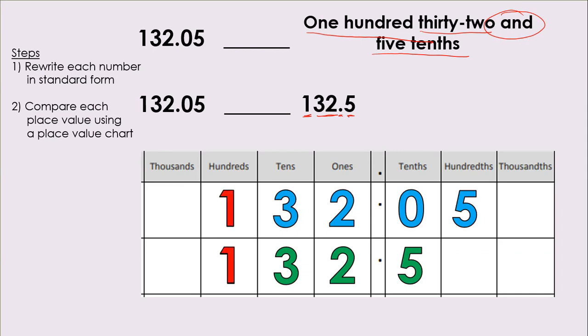Notice in both numbers, the 1 is in the hundreds place. So we can move on to the tens place. Here, we have 3 in both numbers in the tens place. So we're going to move on to the ones place. In both numbers, there's a 2 in the ones place. So we're going to move to the tenths place. Here we see that in the first number, there's 0 tenths, but in the second number, there's 5 tenths. 5 tenths is bigger than 0 tenths, so 132 and 5 tenths is the bigger number.